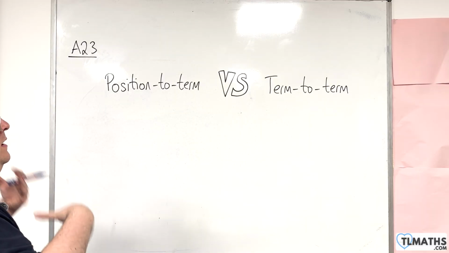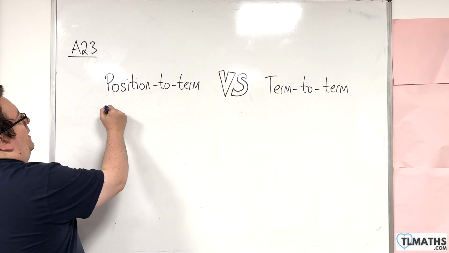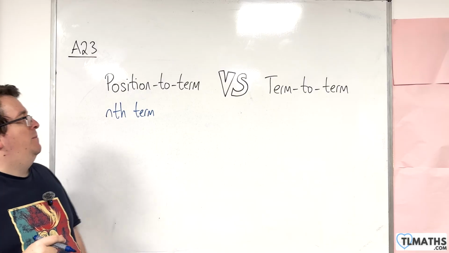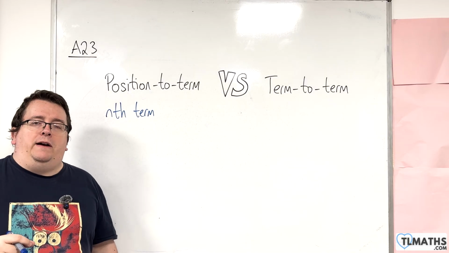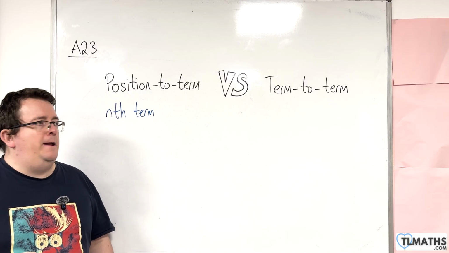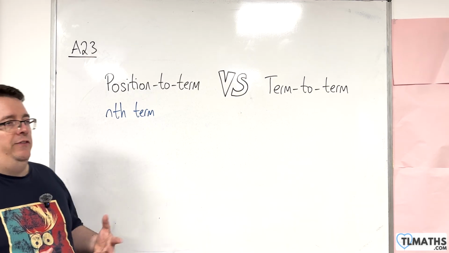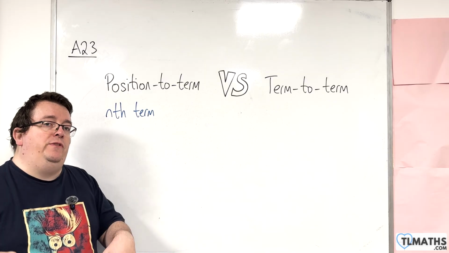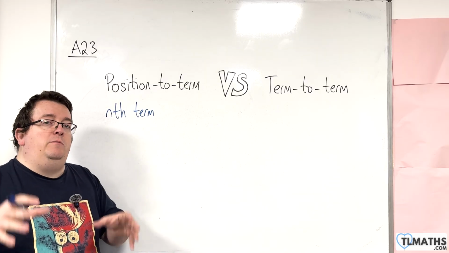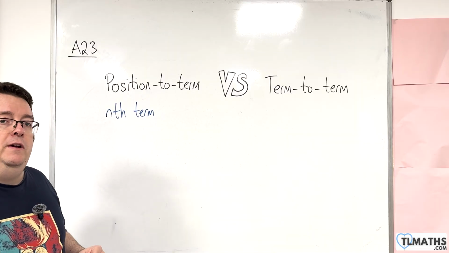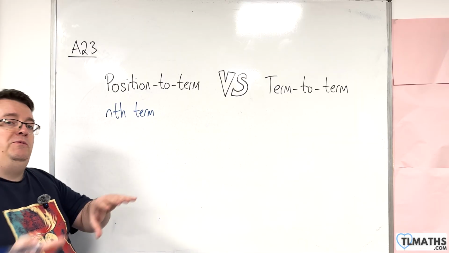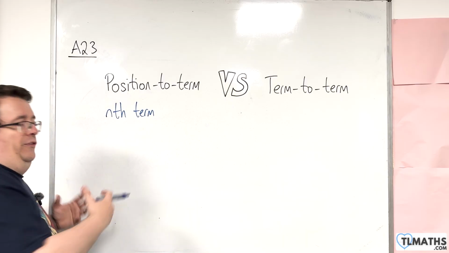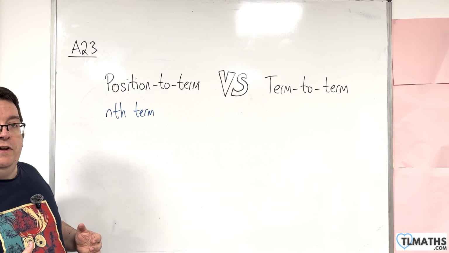So, a position to term rule is when you have an nth term. This is something you may have heard of previously, but we're going to be exploring all about that in the next 3 sections. Okay? So when you have an nth term, essentially it is a way of you being able to go, right, you tell me which number in the sequence you want. So if you want the 10th term or the 100th term or the 500th term, you tell me which one you want. I'll substitute n is 500 into my formula, and that will tell me the 500th term.